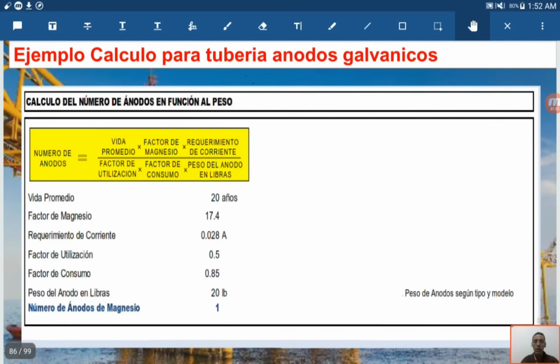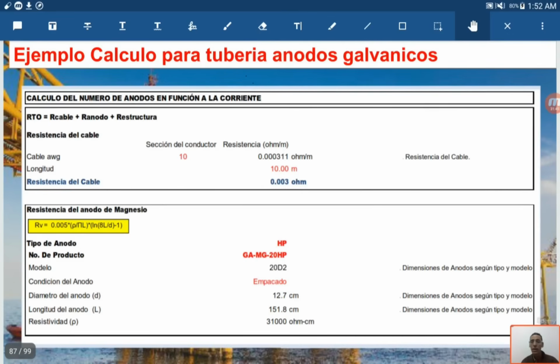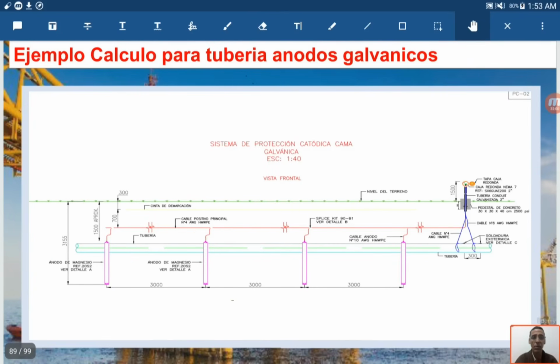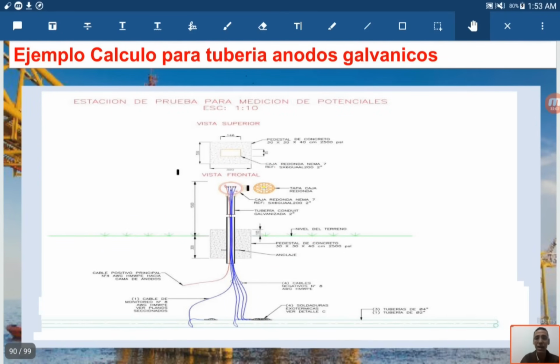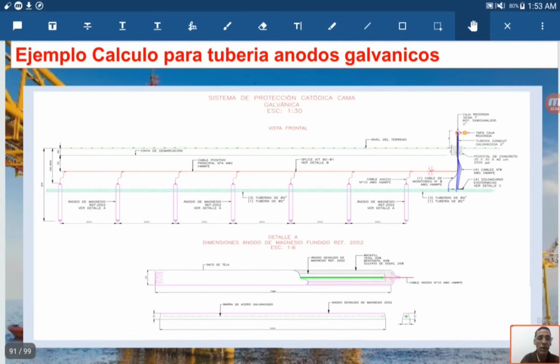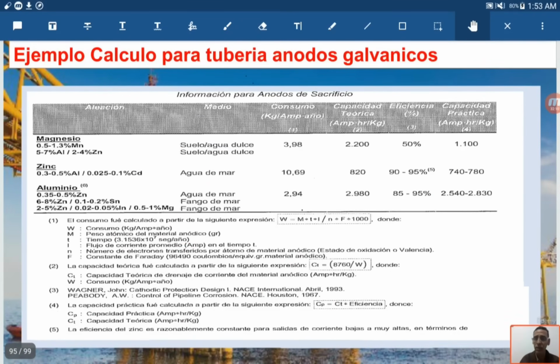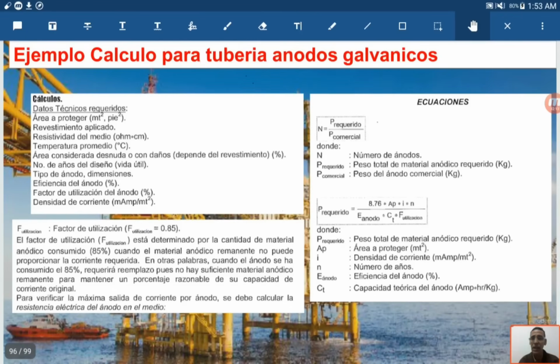The number of anodes is calculated based on, in this case, the client required 20 years at 20 pounds, and according to this, the required quantity is determined. Next comes the number of anodes based on the current required. The resistance of the anode is also calculated according to the environment, and so on. Get familiar with this information because I want to go into detail with the calculation sheets, and the construction details are also included. I'm having a problem right now because the software is freezing, and I don't want to miss the chance to explain a spreadsheet live.